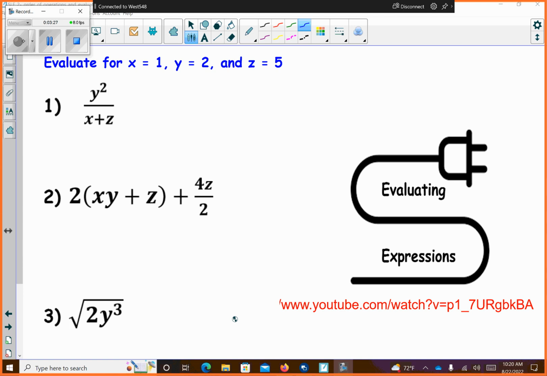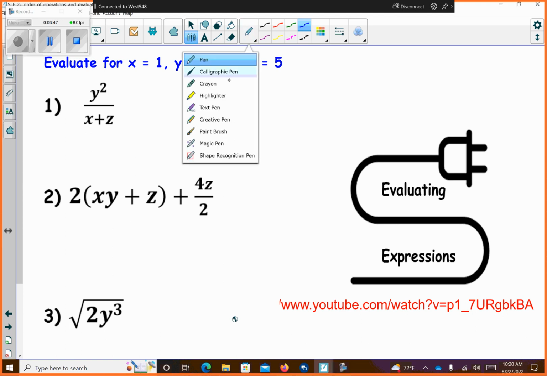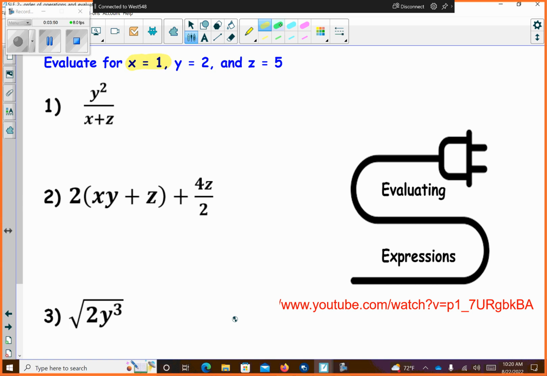So let's take a look at these problems. I have y squared over x plus z. I have 2 times the quantity xy plus z, close parentheses, plus 4z over 2. And then I have root 2y to the third. So there's some information they give you here. Anytime you see an x, you're going to replace it with 1. Any place you have a y, you're going to replace it with 2. Any place you have a z, you're going to replace it with 5.